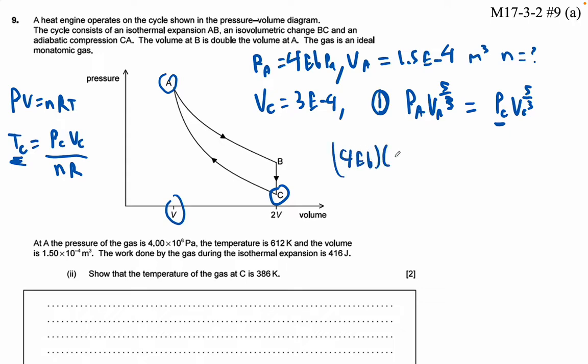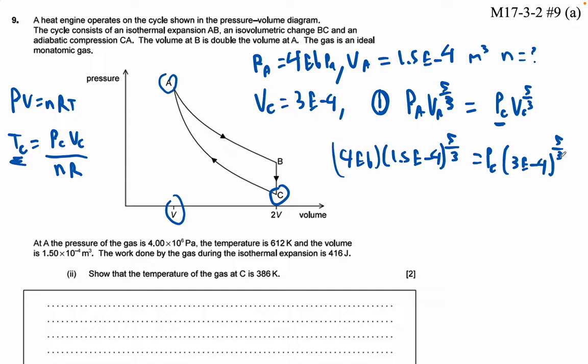4E6 times 1.5E to the minus 4 to the 5/3 equals PC times 3E to the minus 4 to the 5/3. This is like higher mathematics coming up. So 4E6 times 1.5E minus 4 raised to the 5 divided by 3, divided by 3E minus 4 raised to the 5/3. Whoops, I just raised it to the 53rd. Okay, are we ready for this?